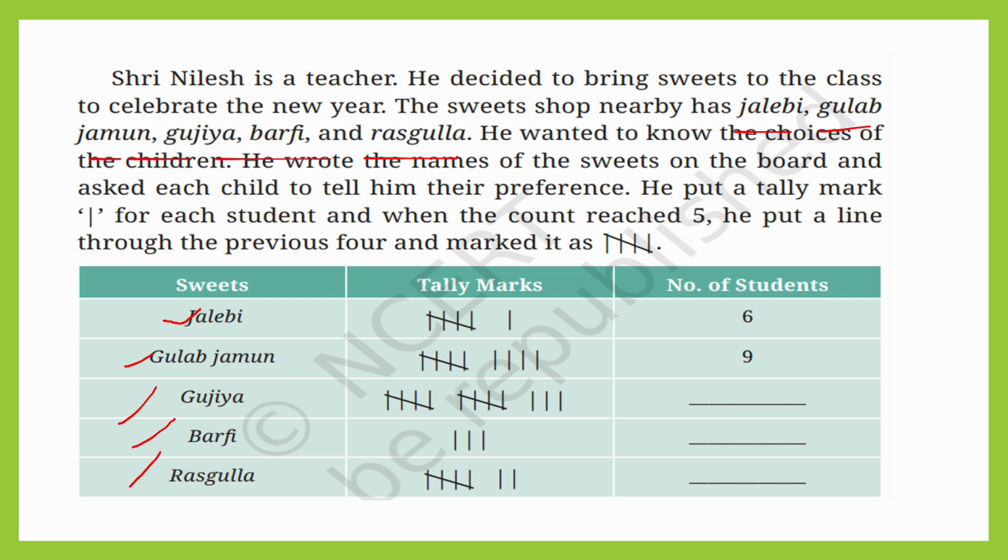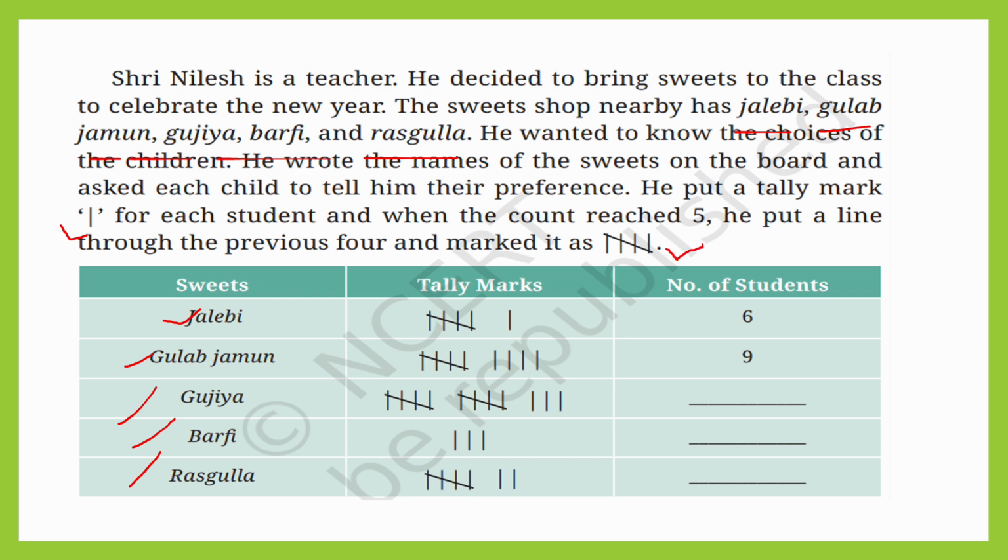He wanted to know the choices of the children. He wrote the names of the sweets on the board and asked each child to tell him their preference. He put a tally mark. This is a tally mark, this standing line, for each student. And when the count reached 5, he put a line through the previous 4 and marked like this.